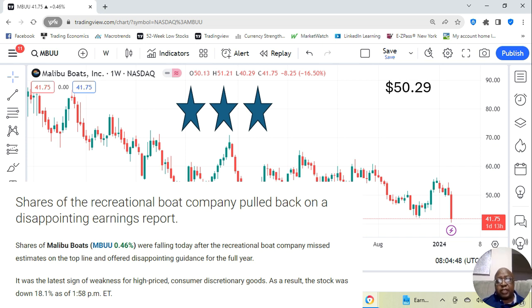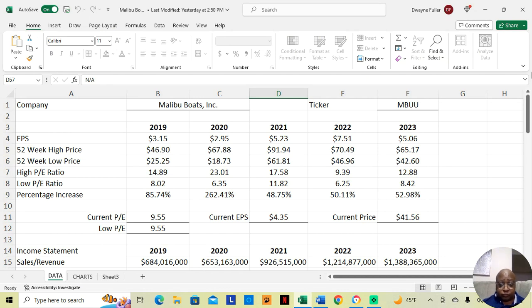Now, having looked at that, let's take a look at this company. So we have Malibu Boats, ticker symbol MBUU. We have their 23 figures in there. So we're going to look at their performance from 2019 to 2023.